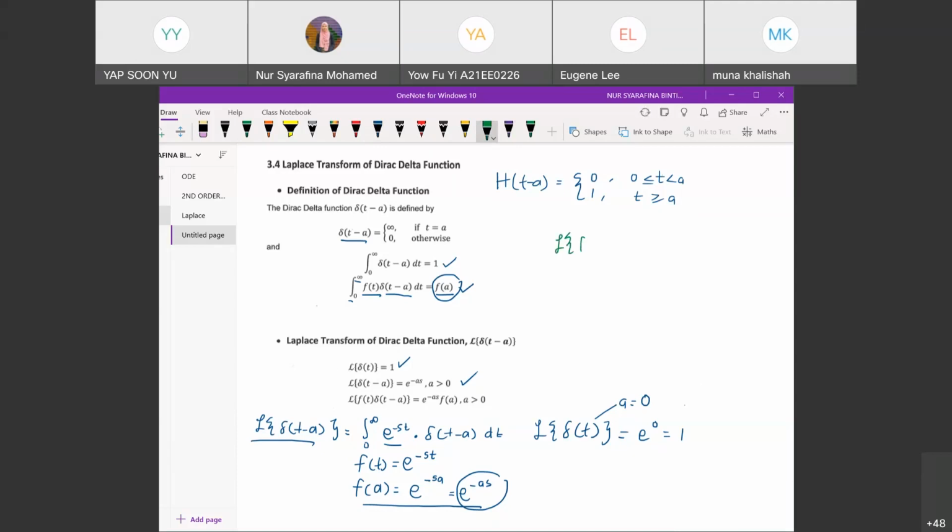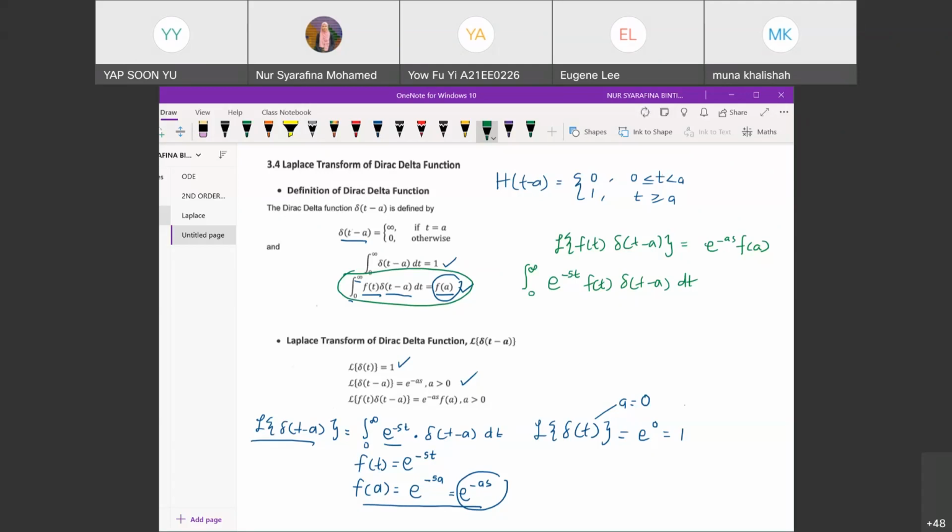You want to transform f(t) delta(t minus a), and the transform is e to the power of negative as f(a). By definition, of course, you have the integral from 0 to infinity of e to the power of negative st f(t) delta(t minus a) dt. And from the definition of the Dirac delta function, you know that integrating from 0 to infinity f(t) delta(t minus a) will give you f(a).